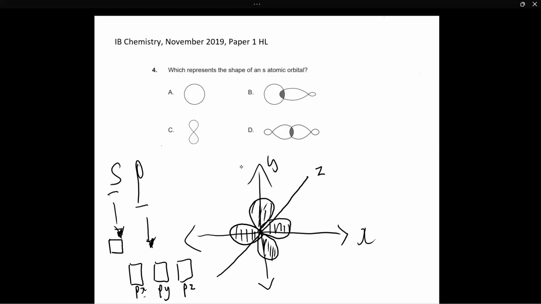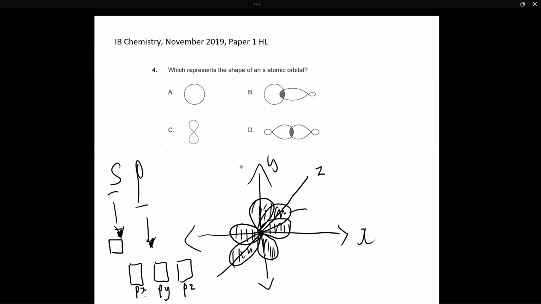Now, the Pz orbital, again, lies on the z-axis. And it looks something like this. Now, I know it's a bit difficult to see it, but hopefully you can make out the Pz orbital that I've drawn. It's over here. So that is it. That is the shape and orientation of the S and P orbitals on a graph.